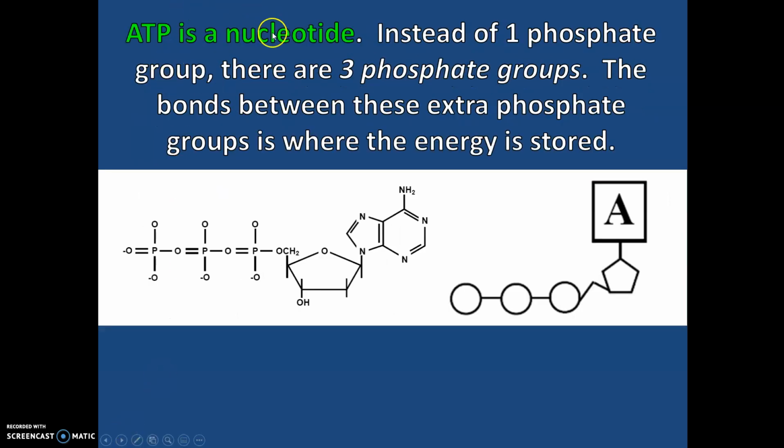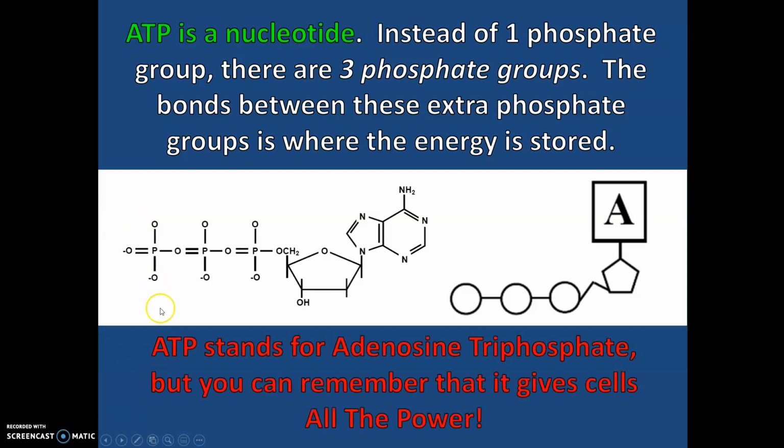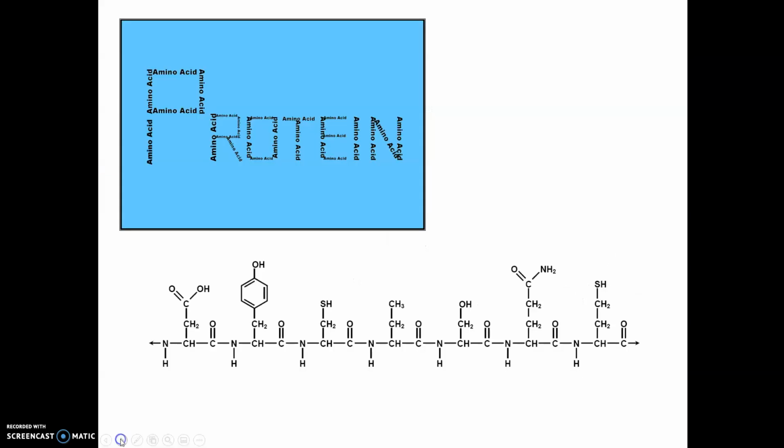So ATP is considered a nucleotide. Instead of one phosphate, like all the other nucleotides in DNA or in RNA, these have three phosphate groups. The bonds between these extra phosphate groups are where we get our energy. So every time one of those bonds is broken, it releases energy, and that's what our cells use. So ATP stands for adenosine triphosphate, but you can remember that it gives cells all the power. So just remember ATP means energy, power.